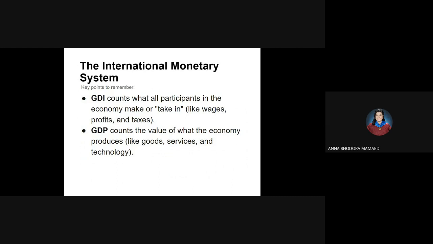The GDI, or the gross domestic income, measures the nation's economic activity that is based on all of the money earned for all the goods and services produced in the nation.